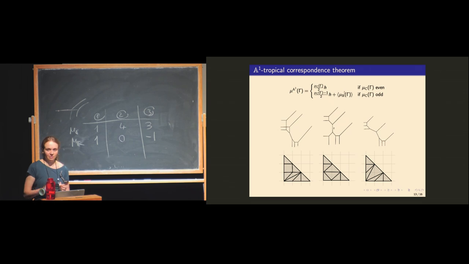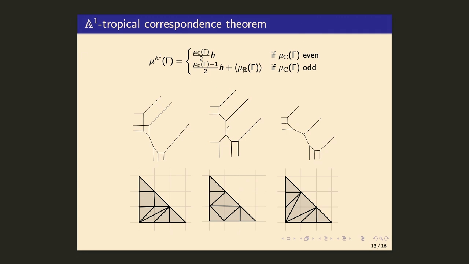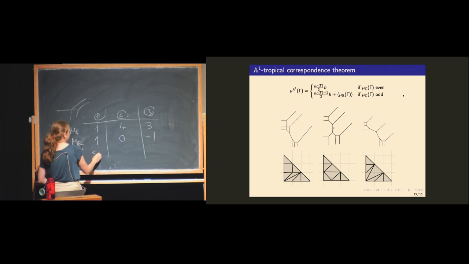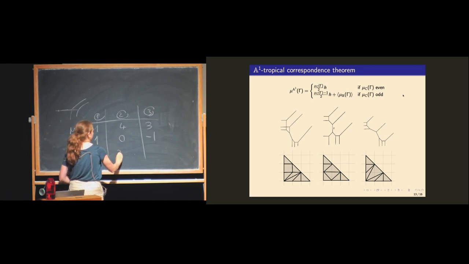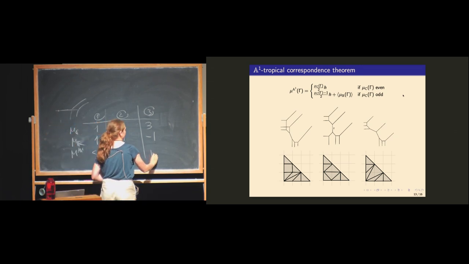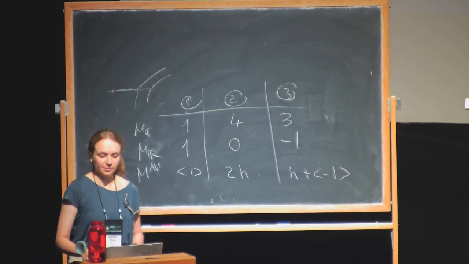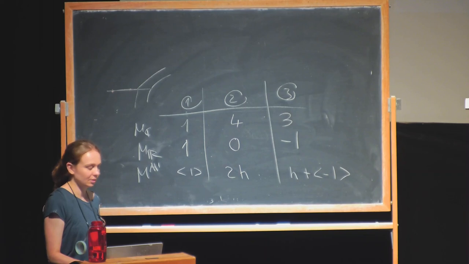And this actually makes sense because the real multiplicity was either 0, 1, or minus 1, and it was exactly 0 when the complex multiplicity is even. We can show that this is exactly the case here. So this is all well defined. So I can also put mu A1 here. Here we just get 1. Here we get 2h. And here we get h plus minus 1 for these three examples when you compute the A1 multiplicity.